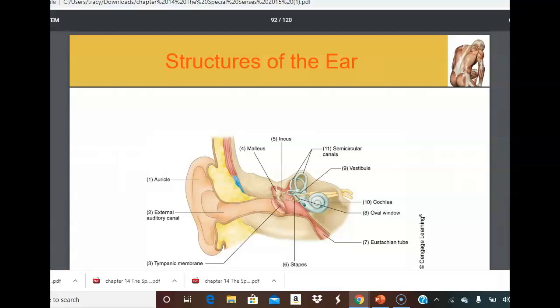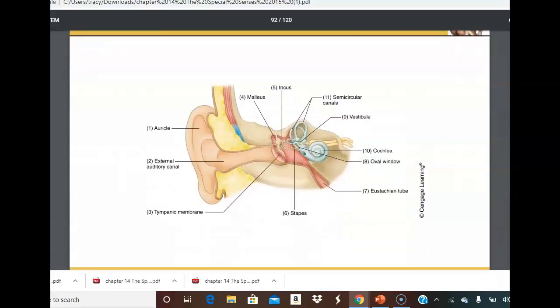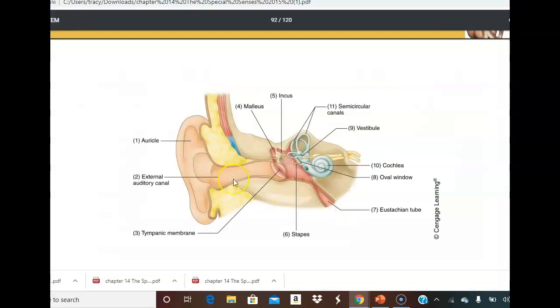Okay, so here is our structure of the ear. Let me get this a little bit more. So here is our auricle or our pinna. Okay, that's our external ear lobe. That helps to act kind of like our trapping of the signals through the air. Here is our external auditory canal.